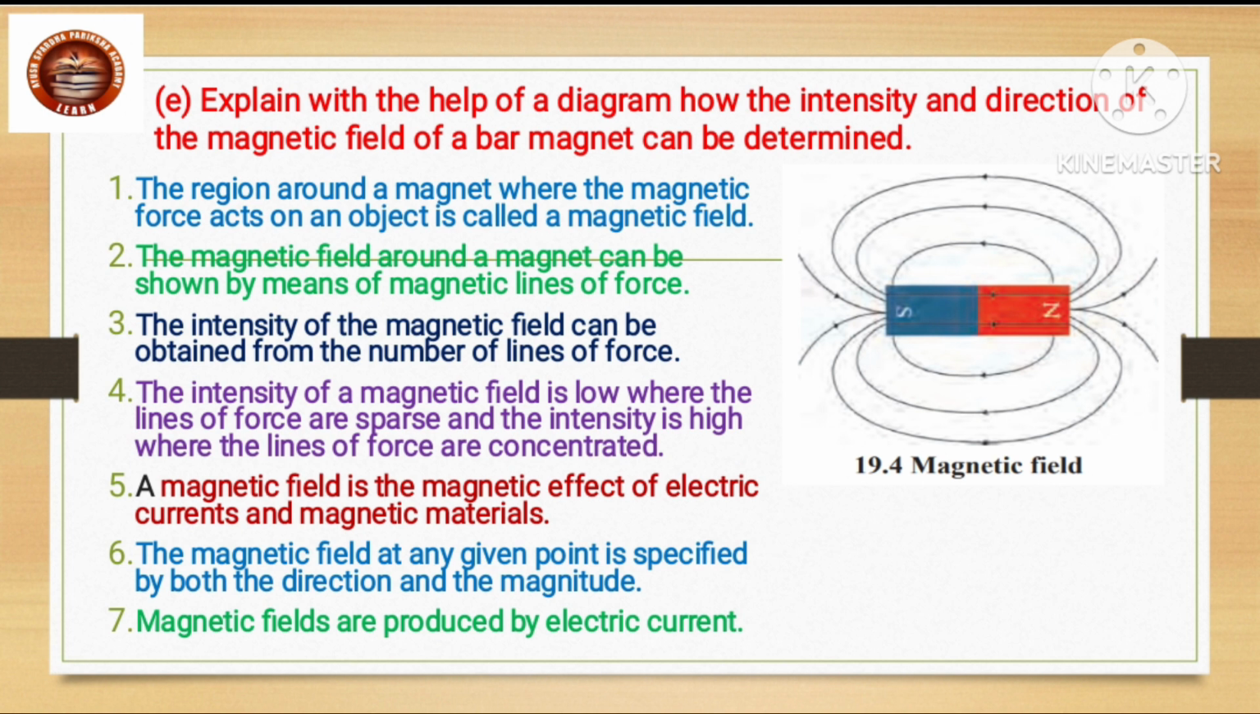The intensity of a magnetic field is low where the lines of force are sparse, and the intensity is high where the lines of force are concentrated. A magnetic field is the magnetic effect of electric currents and magnetic materials. The magnetic field at any given point is specified by both the direction and the magnitude. Magnetic fields are produced by electric current.